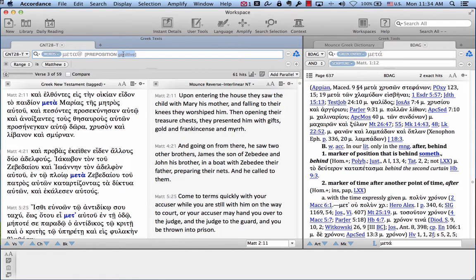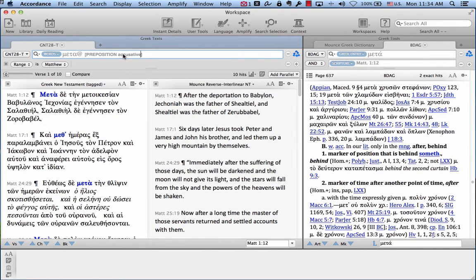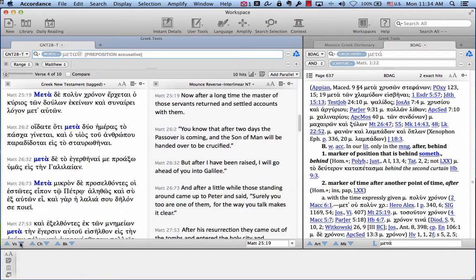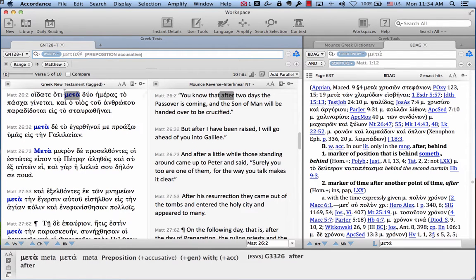And you can just go up here and type in accusative if you want. And now you have all the examples of meta basically meaning after. And so you go down and after 2 days, after a little while, after his resurrection. So again, just different ways to look at prepositions, but that gives you a basic understanding of what they're all about, right? All right, good.